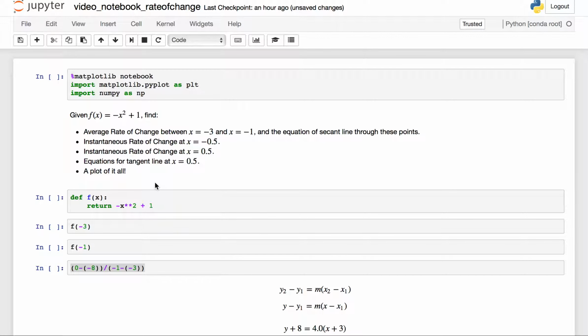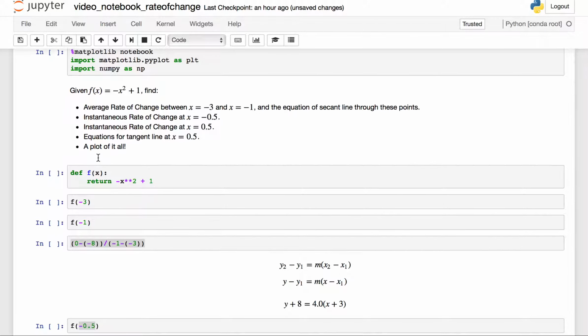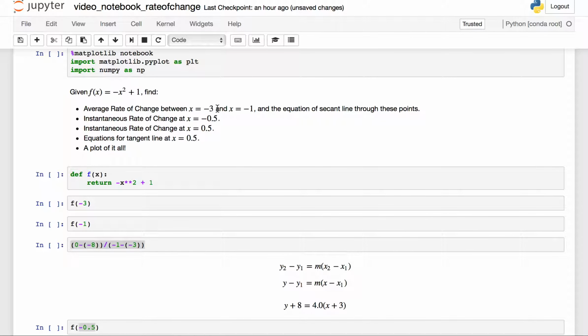Okay, so just a quick review of some of these ideas we've been talking about in terms of average and instantaneous rate of change. Let's look at an example where we're given the function negative x squared plus 1. We'll run through finding the average rate of change between 2 points, getting an equation of that line, finding the instantaneous rate of change at 2 points, and an equation for a tangent line at one of those points, and then draw a plot that has these points and these lines on them.